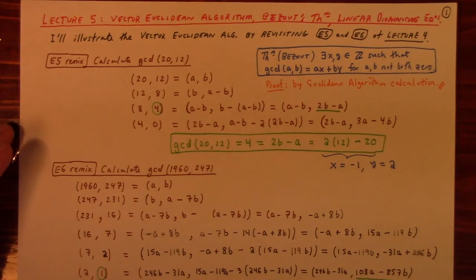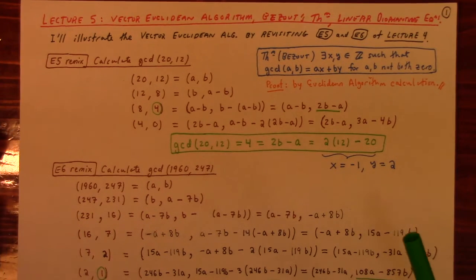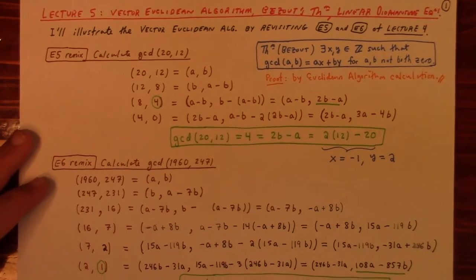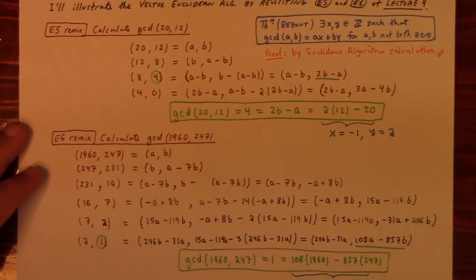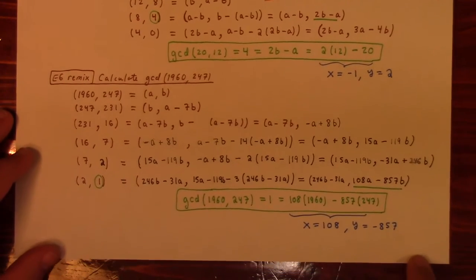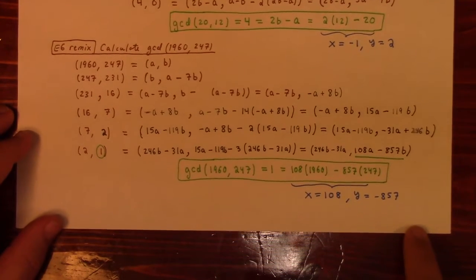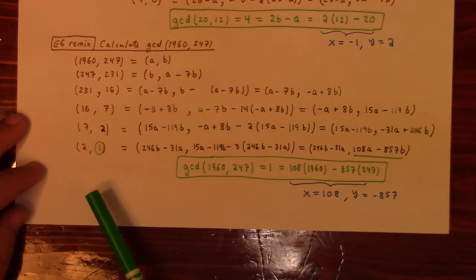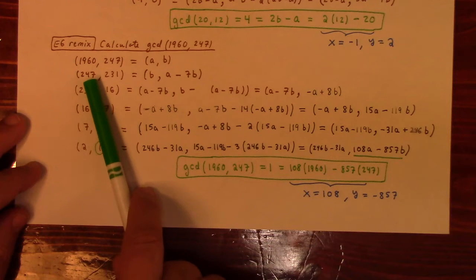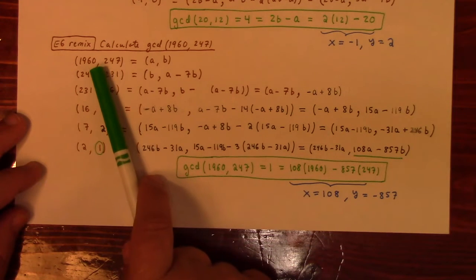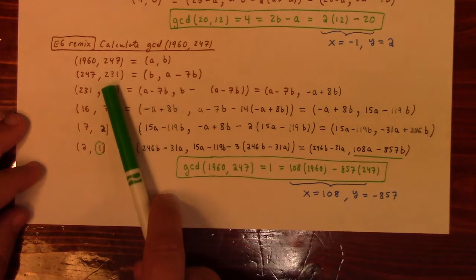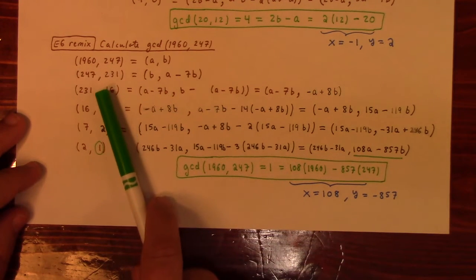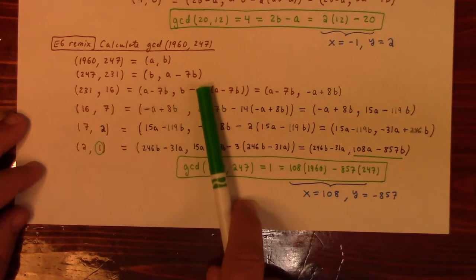Now, Example 6. I spent a lot of time on Example 6, not in the video, but on my own time. This is an evil example. The numerics in this example are very tedious. But anyway, here it is. I start with A, B, then you get a remainder of 231, which comes from subtracting 7 copies of 247 from 1960. So that's why I have A minus 7B.